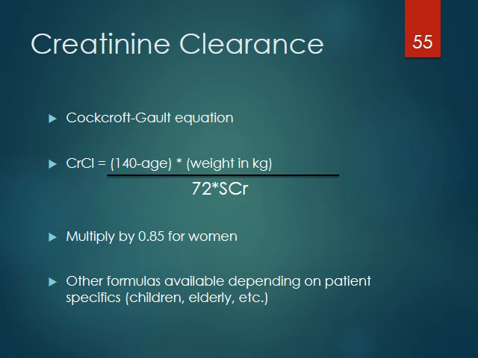And so the way we're going to calculate this is basically looking at the age of the patient. So you do 140 minus their age, times their weight in kilograms, and then you would divide that by 72 times their serum creatinine. Because in general women have lower muscle mass than men do, you multiply this entire thing by 0.85 in order to get the creatinine clearance for a woman.